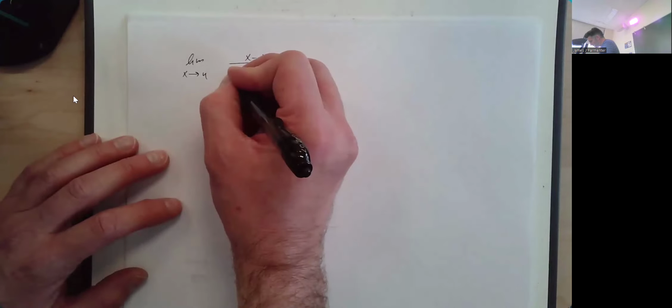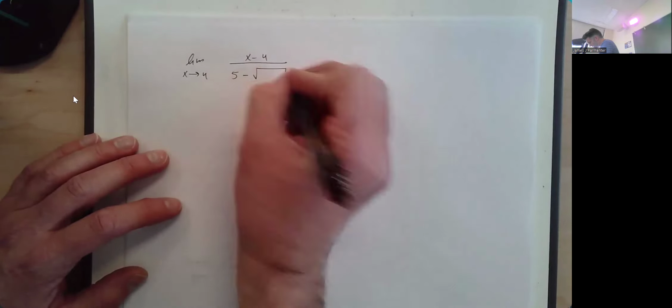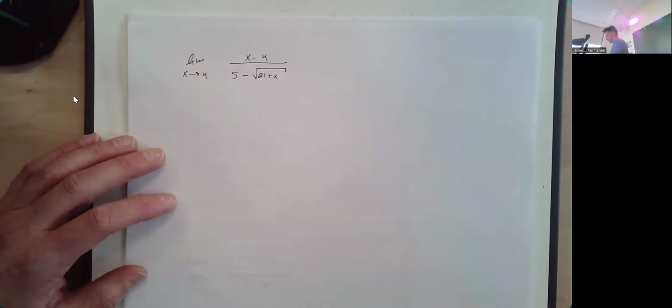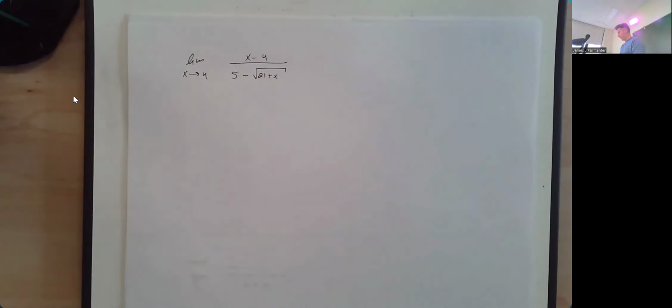So I have the limit as x approaches 4. Sure, let's make it not terrible. x minus 4 over the square root. Sorry, ignore the square root. Sorry, I'm blowing it, making things up on the fly. We want x minus 4 over, let's say, 5 minus the square root of 21 plus x. Quick check: if I plug in 4, yeah, I get 0 over 0.